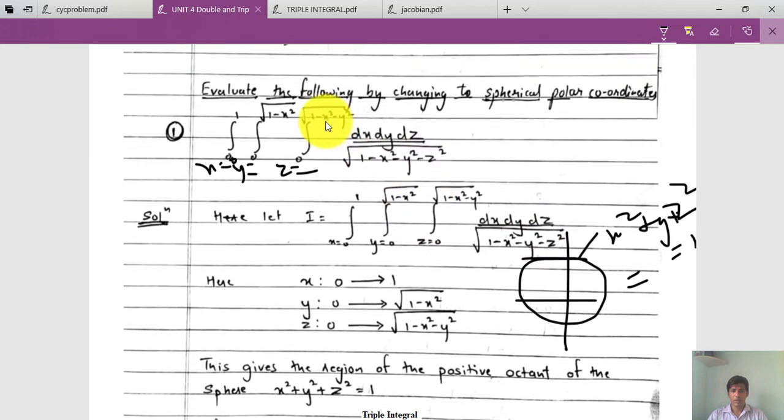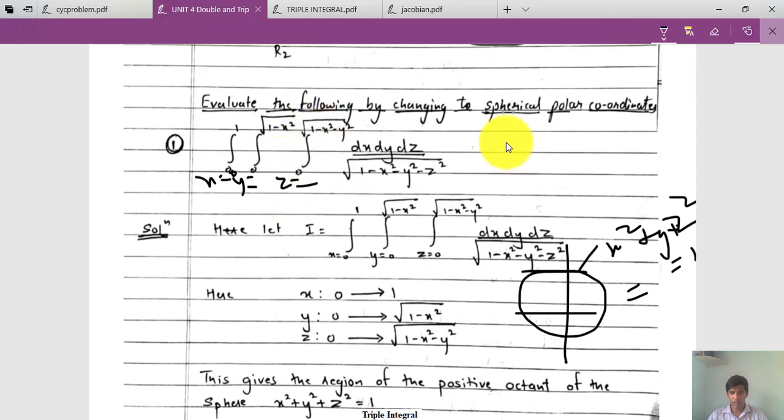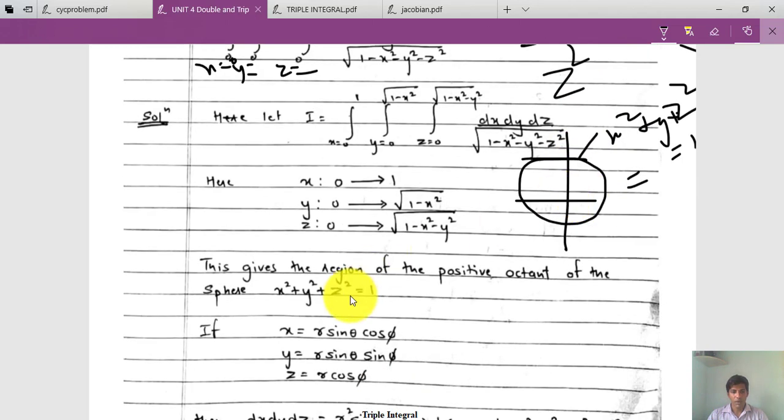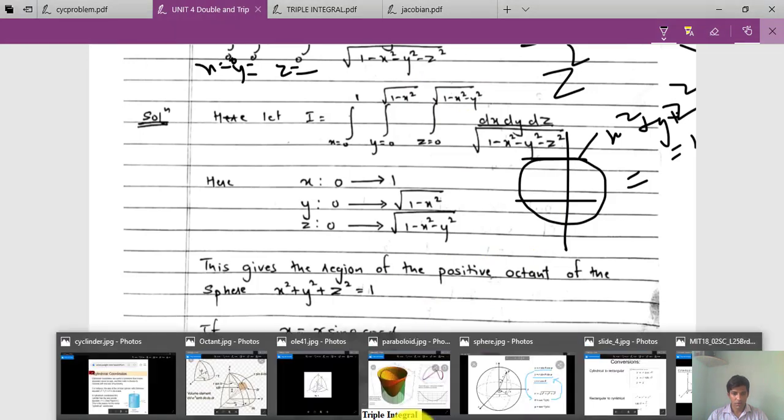Now, if you are taking z equal to square root of 1 minus x square minus y square, then squaring both sides, z square is here, x square here, and on this side y square. So it becomes z square plus x square plus y square equal to 1. Now this gives the region of a positive octant of the sphere. Now what do you mean by positive octant? See here, positive octant, before that I would like to, where is that figure?